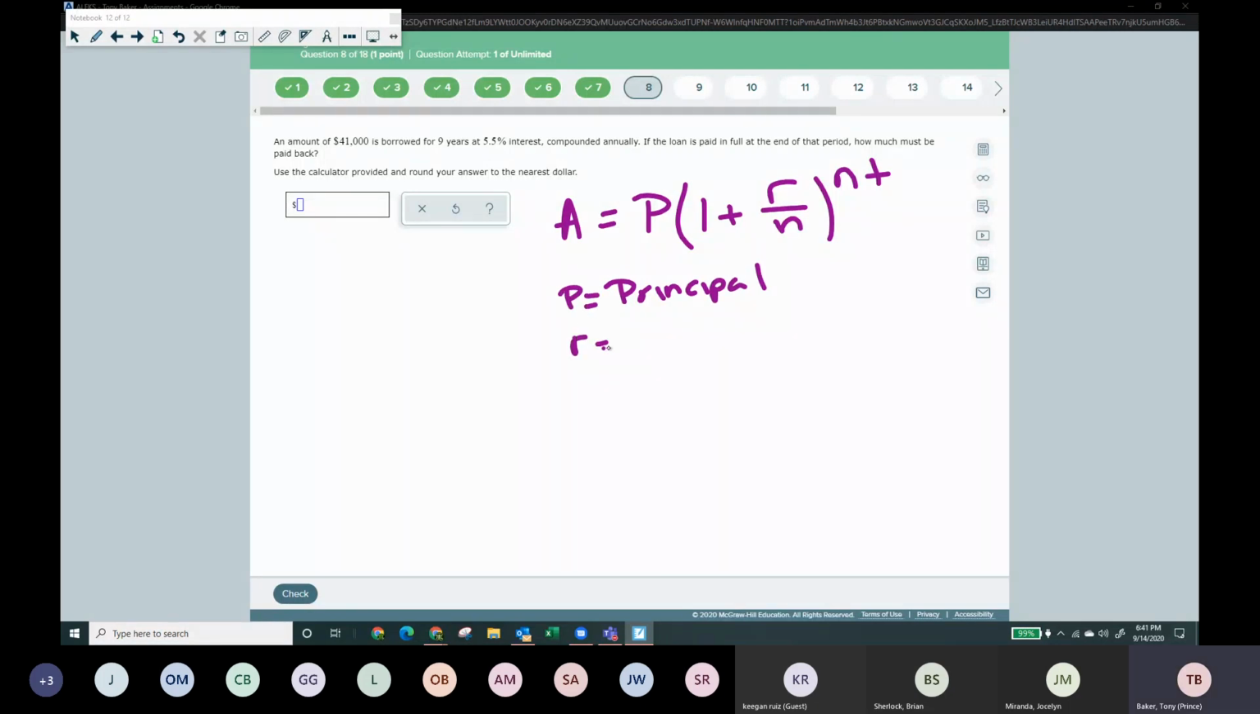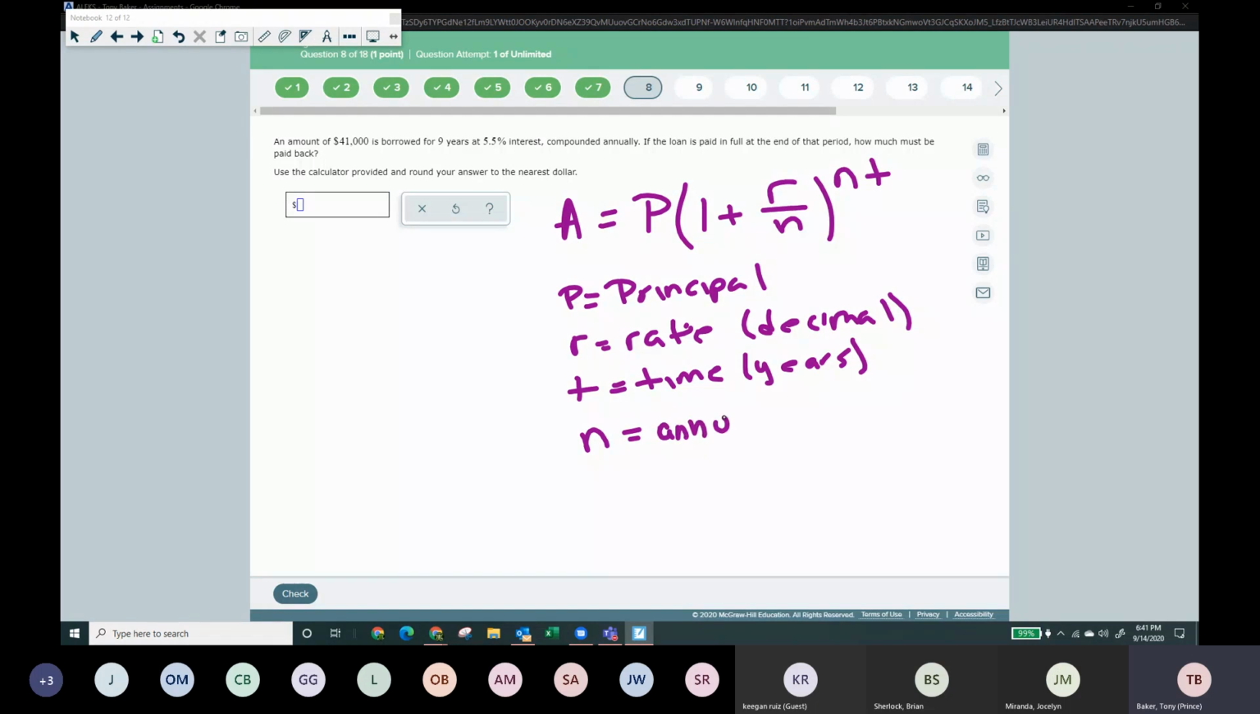It's your starting value. R is your rate, and that's always as a decimal. T is time, typically in years, although it doesn't always have to be. And N is the number of periods. So N is how many times it is compounding.